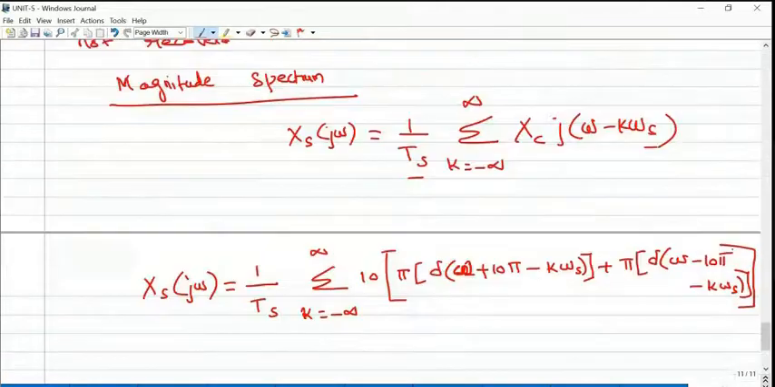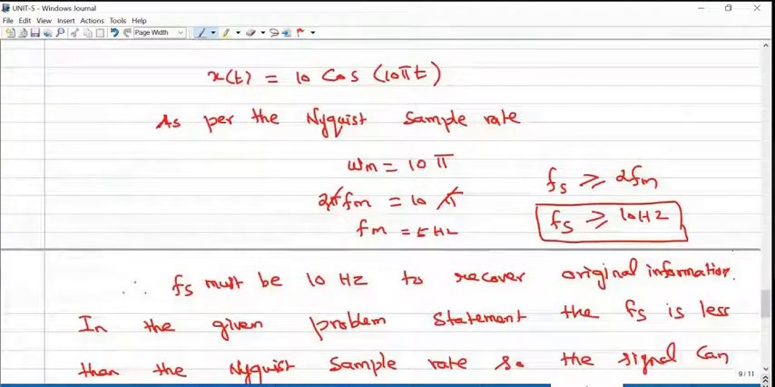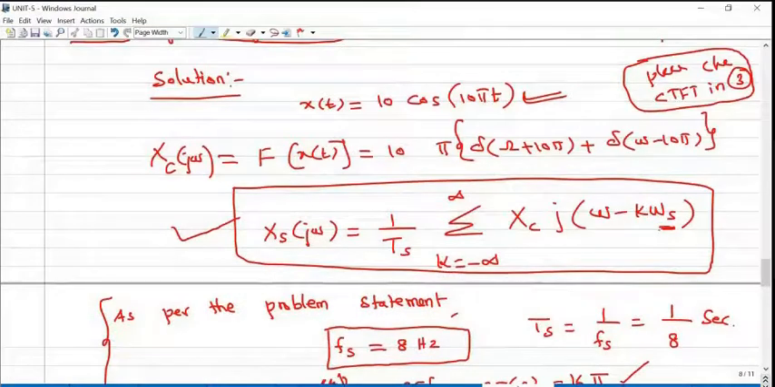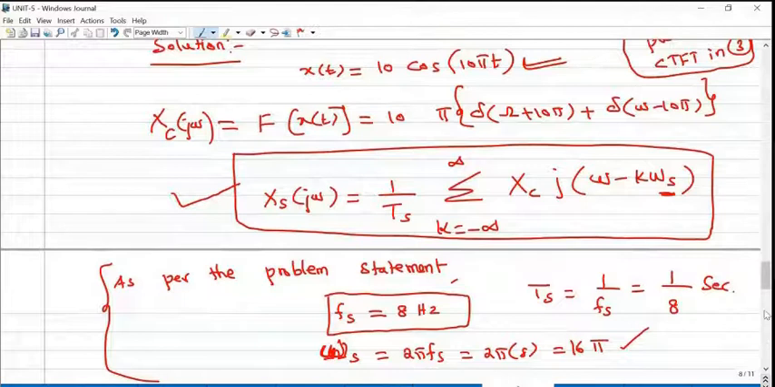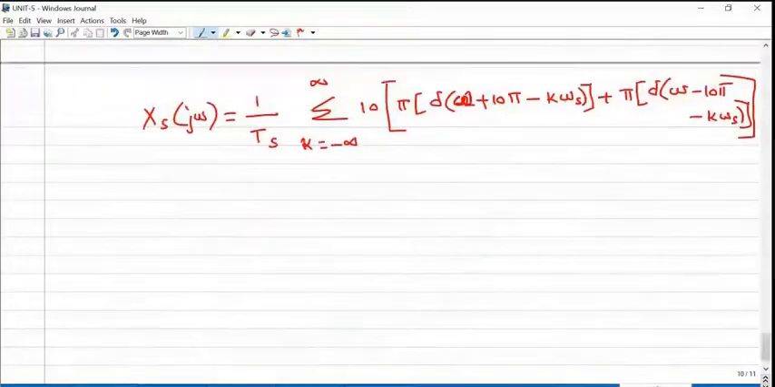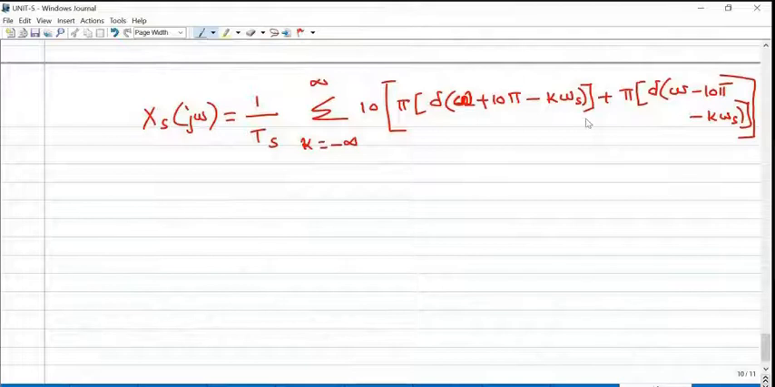Okay. So Xc(jω) is 10π δ(ω + 10π) + δ(ω − 10π), and we have to add −kωs in each and every term. That's it. Minus kωs we have to add in each and every term. So now substitute the ωs value and the Ts value.